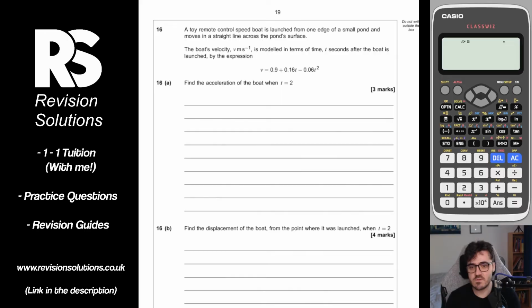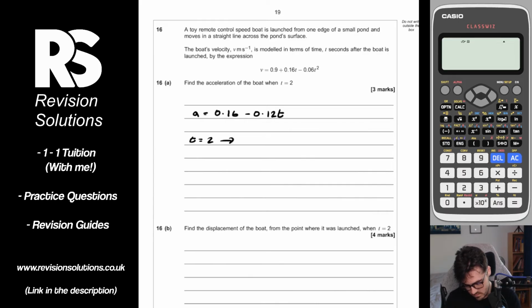So first thing is this is not uniform acceleration anymore. So we can't use SUVAT or anything like that. We have to think about variable acceleration. And then to get the acceleration from the velocity, we just differentiate. Acceleration is the derivative of velocity. So differentiating, we'd say acceleration is, well, 0.9 differentiates to nothing. 0.16t differentiates to 0.16. And then 0.06t squared, that's going to differentiate to 0.12t. So minus 0.12t.